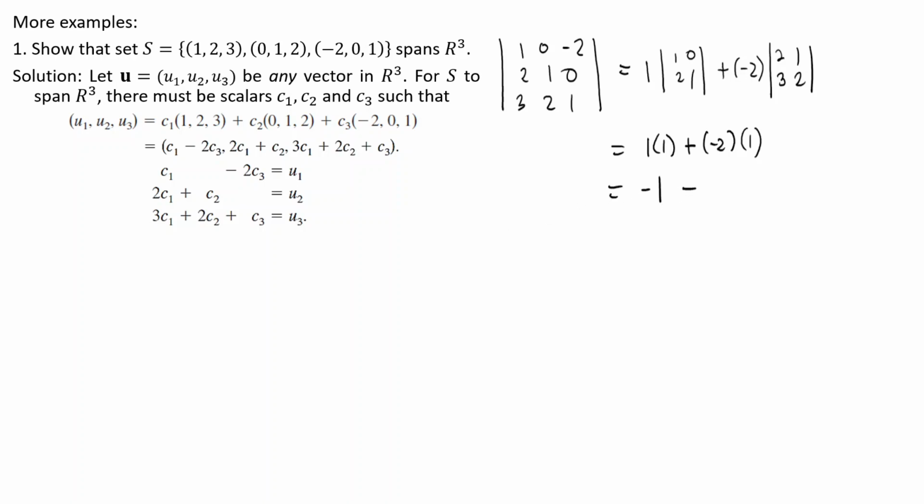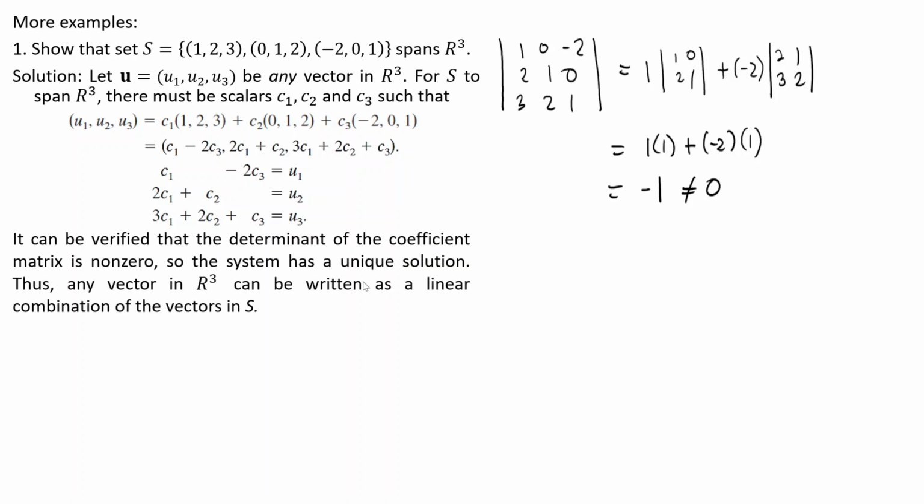So again, since the determinant is non-zero, then we say that the system has a unique solution. Therefore, any vector u in R3 can be written as a linear combination of the vectors in S. So we further conclude that the set S spans R3.